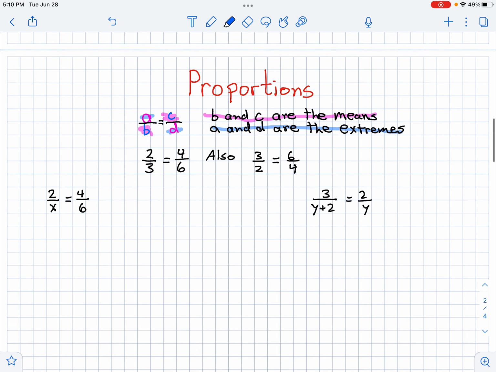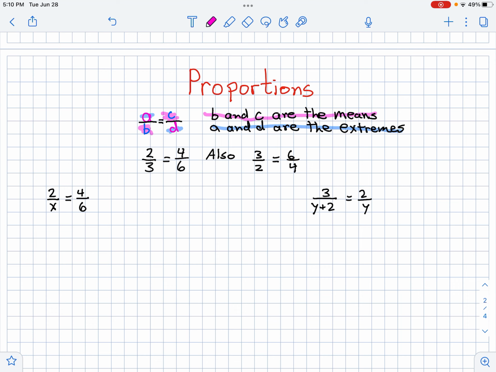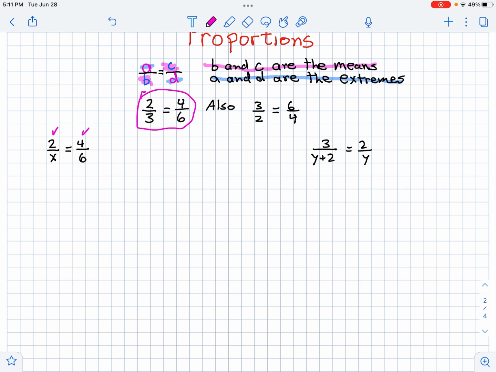Okay, now I want to show you what we do with these. A lot of times we'll have this proportion set up and we'll have to solve for something. We'll have to do a little algebra. So we've got this proportion here: 2 over x equals 4 over 6, and we need to figure out what x is. Well, you can just look at this and say, oh, x is 3, because I had it right here. But it's not always that easy to tell. So how would you solve a proportion like that? How would I find out what x is?